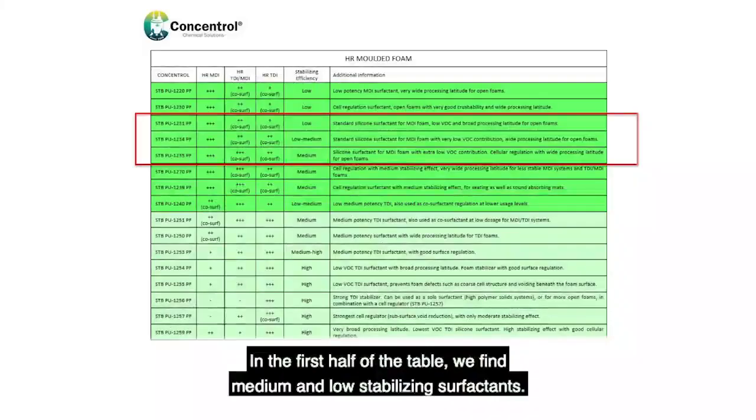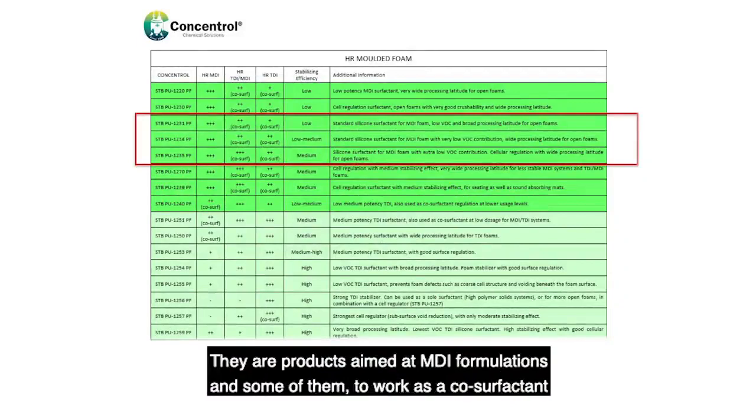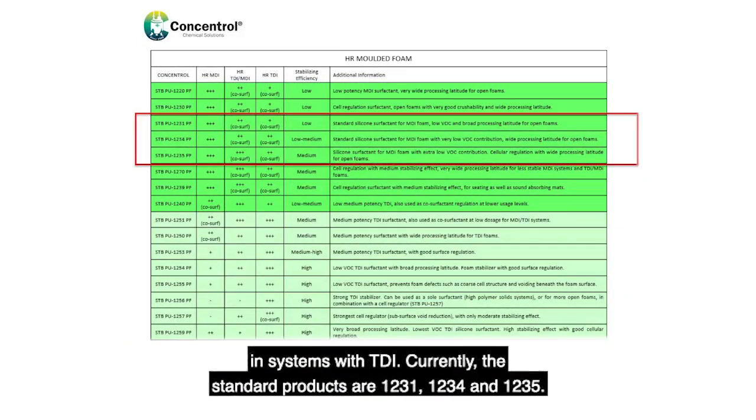So, in this table, we can see the range of surfactants for HRPU foam. In the first half of the table, we find medium and low stabilizing surfactants. They are products aimed at the MDI formulations, and some of them work as a co-surfactant in systems with TDI. Currently, the starter products are 1231, 1234 and 1235.